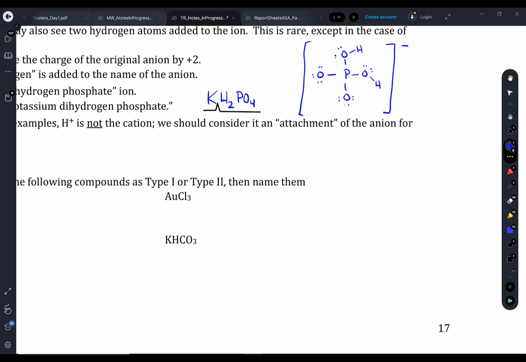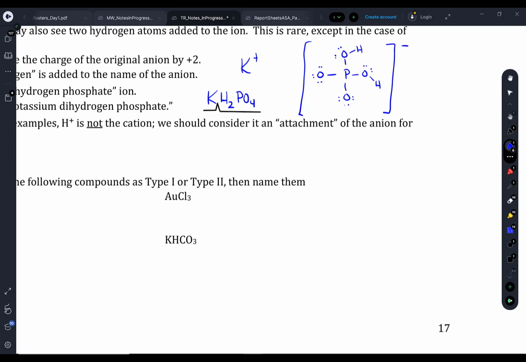And then what kind of bonds are these? So these are covalent bonds, right? The OH, all the straight lines are covalent bonds. What kind of bonds are going to happen between the potassium ion and the dihydrogen phosphate ion? Ionic, good. And again, those are going to make crystals, right? Here's a potassium, here's a dihydrogen phosphate, here's a potassium.